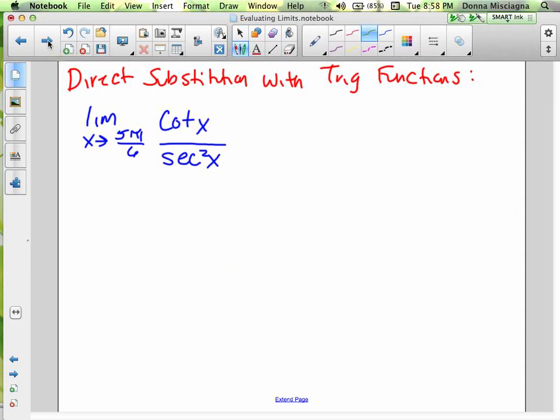All right, so that would be equal to, I already have my limit statement written, I'm not going to write it again. And so I'm going to plug in. So I'm going to have cotangent 5 pi over 6 divided by, and I can think of this in the denominator as secant 5 pi over 6, all squared. Right, that has exact same meaning.